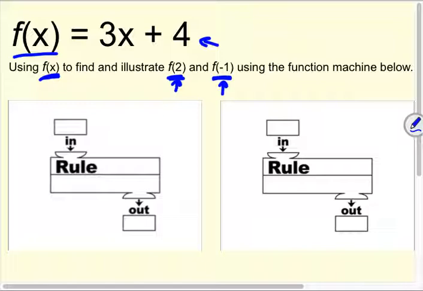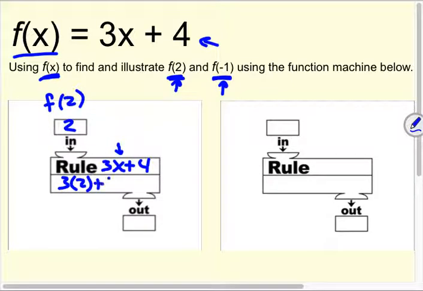So this is kind of what it looks like. If I want to find f of 2, I'm going to plug 2 into the rule. Our rule is 3x plus 4. Well, you're plugging that 2 in for x, because that's your input variable. So it's 3 times 2 plus 4. Well, what do you get out? 3 times 2 is 6. 6 plus 4 is 10. So when I plug in 2 through the machine, I get 10 on the outside. Now, you could write it like this: f of 2, when we plug in 2, we get 10.